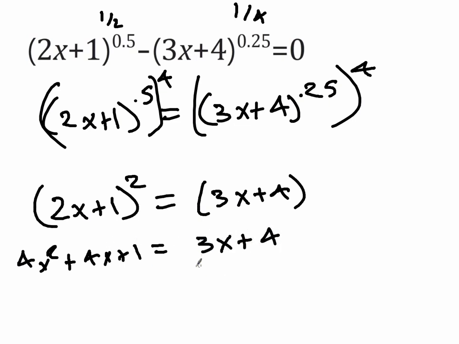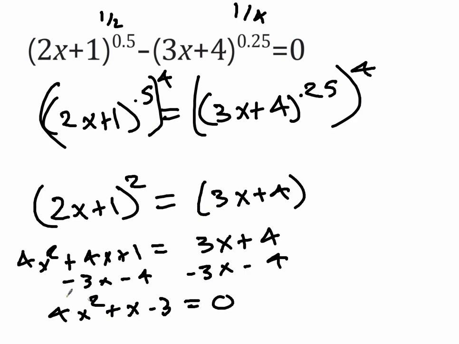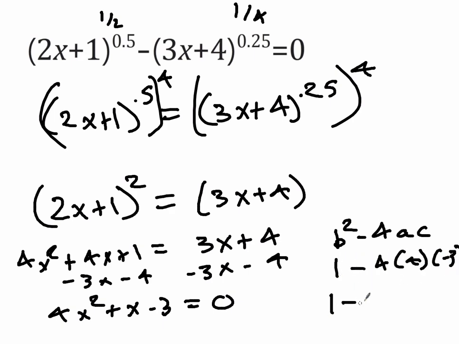Let's move everything to the same side of the equation. And we get 4x squared plus x minus 3 is equal to 0. Let's see if we can factor this. To test if we can factor it, let's look at the discriminant. The discriminant is b squared minus 4ac, which in this case is 1 minus 4 times negative 3, which is 1 plus 48, which is equal to 49.